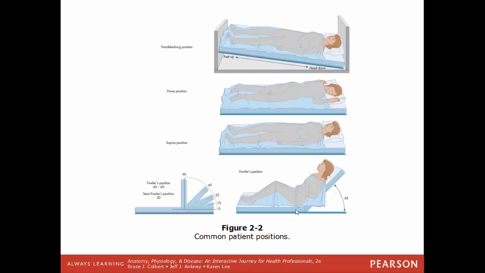Fowler's position here, in bed, sitting up about 45 to 60 degrees. That's very standard. And the one up here, Trendelenburg, the feet are elevated and the head is not. We'll talk about this in a second. So based on what you are trying to evaluate in the patient, what you're trying to test for, various positions could either help you or hurt you.